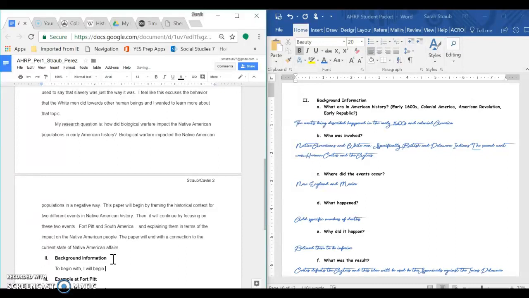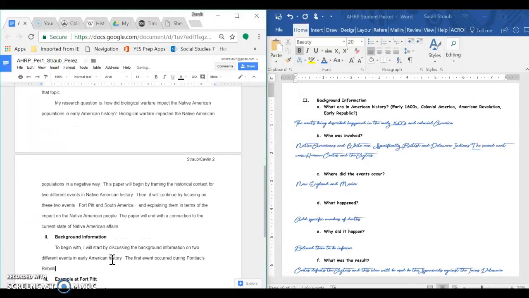I will start by discussing the background information or the historical context on two different events in early American history. I need to say what they are. The first event occurred during Pontiac's Rebellion, and the second was the Aztec involvement with Hernán Cortés from Spain.